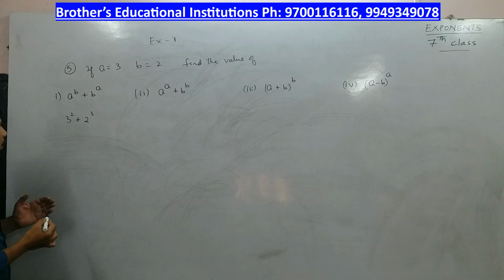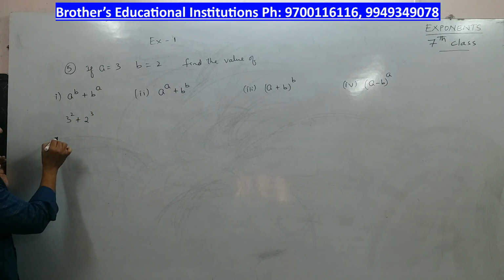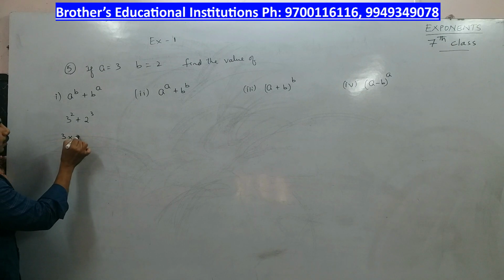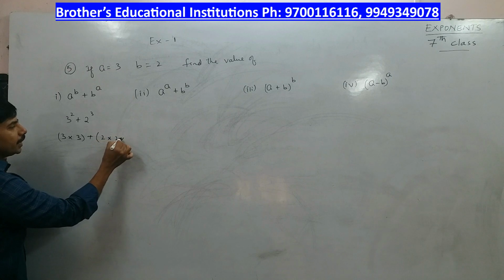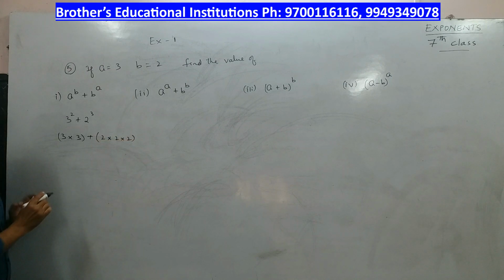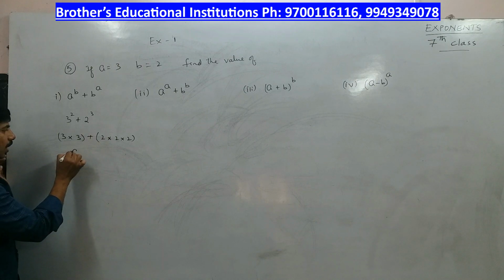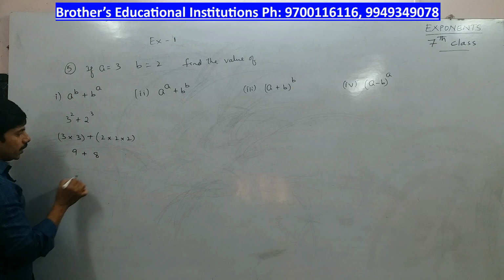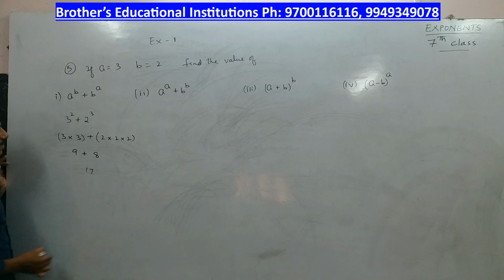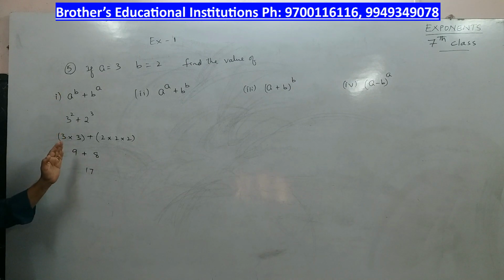Now what is 3 square? 3 square is nothing but 3 into 3, plus 2 cube, which means we need to write 2 three times as a product of terms. So 3 3s are 9 plus 8 we get. 2 2s are 4, 4 2s are 8. So 9 plus 8 is 17. The first part is completed.